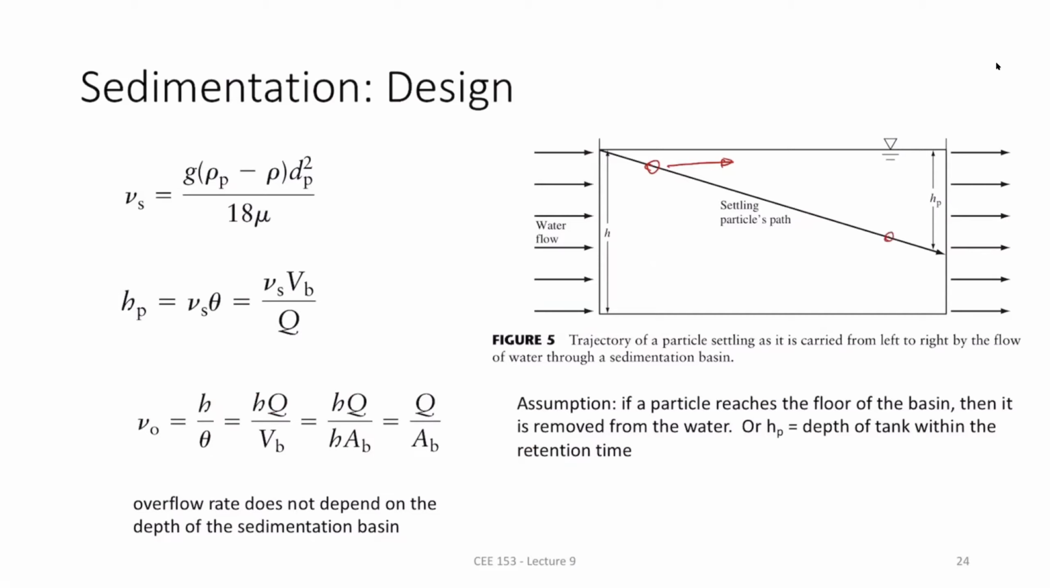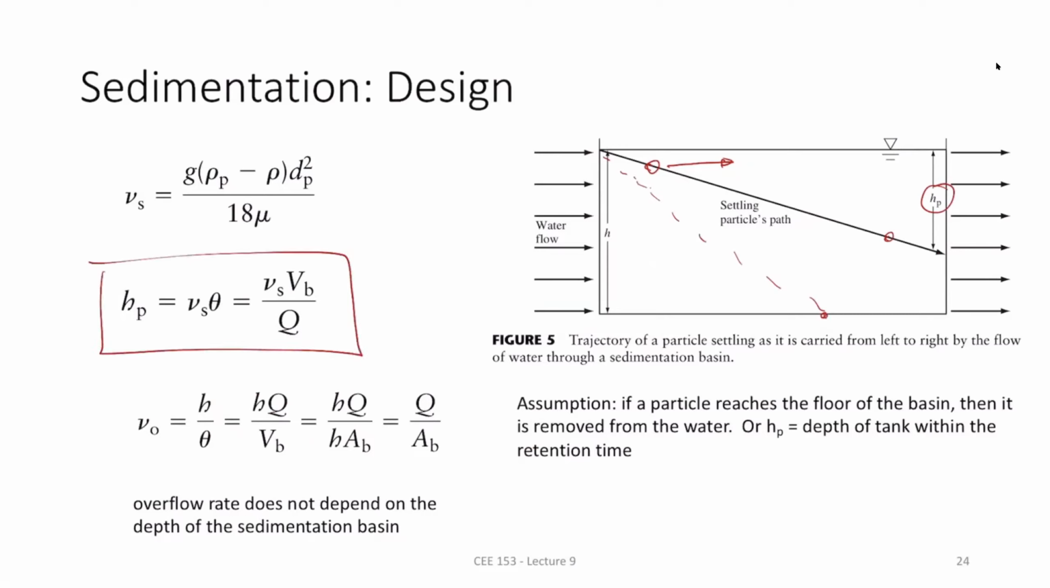So after a distance, the distance that it can come down is hp. Your goal is to remove all the particulates, and you can remove all the particulates when the hp becomes the actual depth of the water. That means if it touches the surface, it is all removed. You can assume that way. So that's why a lot of times we write the equation on hp.